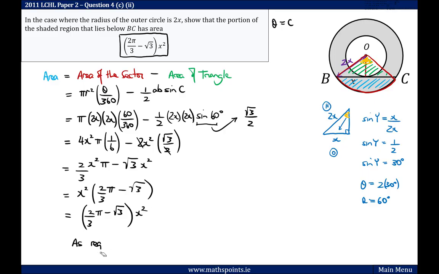as required. So often with these questions that have circles in them, one of the keys is to spot that there are right angle triangles in there, where we can use those right angle triangles to find ratios and missing angles. There are other ways to do this question as well. That's probably the most straightforward.